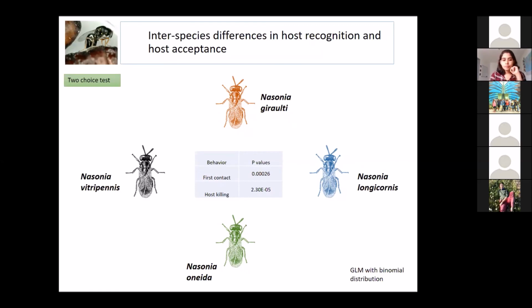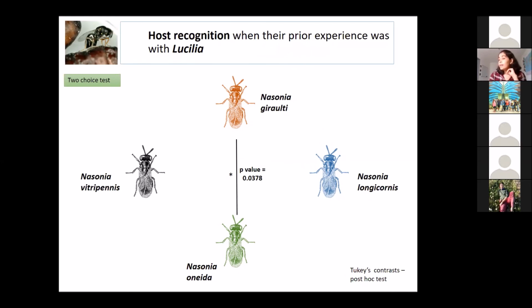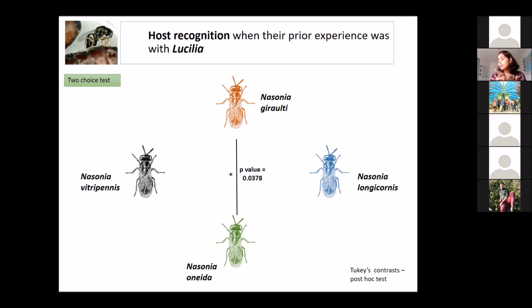So I wanted to know how they differ when their prior experience was with Calliphora. As you could see here, they do not differ significantly from each other, meaning that their effect on these 2 traits when their prior experience was with Calliphora is the same for all the 4 species. Yeah. Then I wanted to check the same for host recognition, but when their prior experience was with Lucilia. As you could see here, the 2 specialist species, Giraulti and Oneida, differ from each other significantly. And the other combinations were the same.